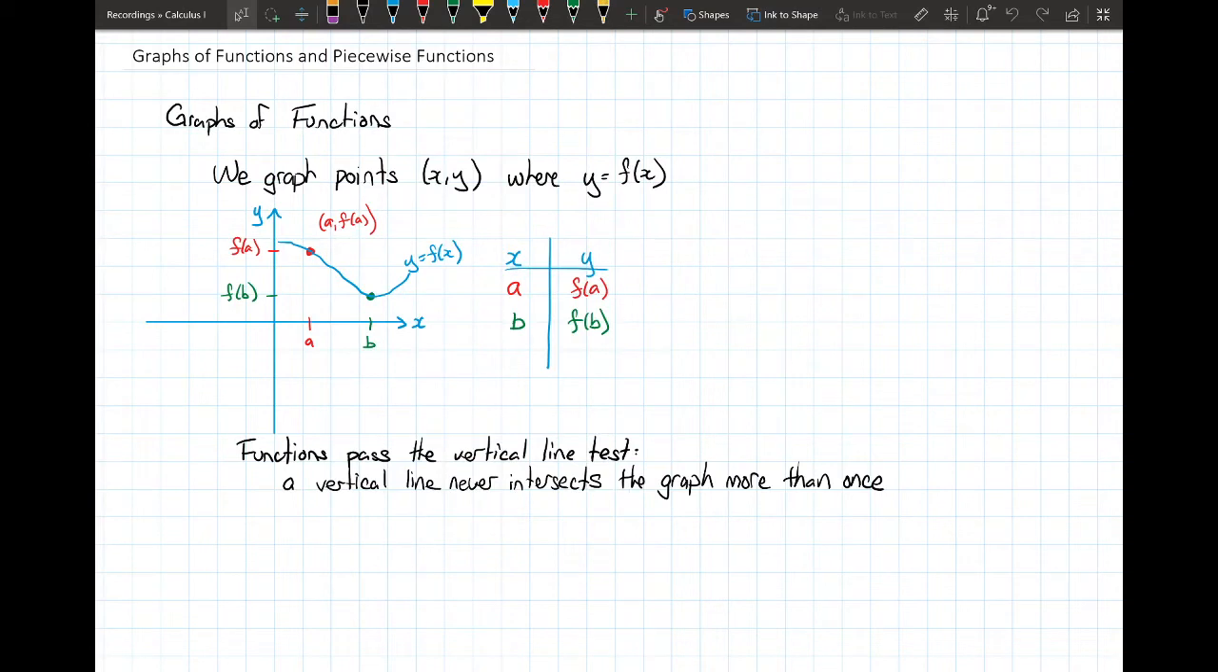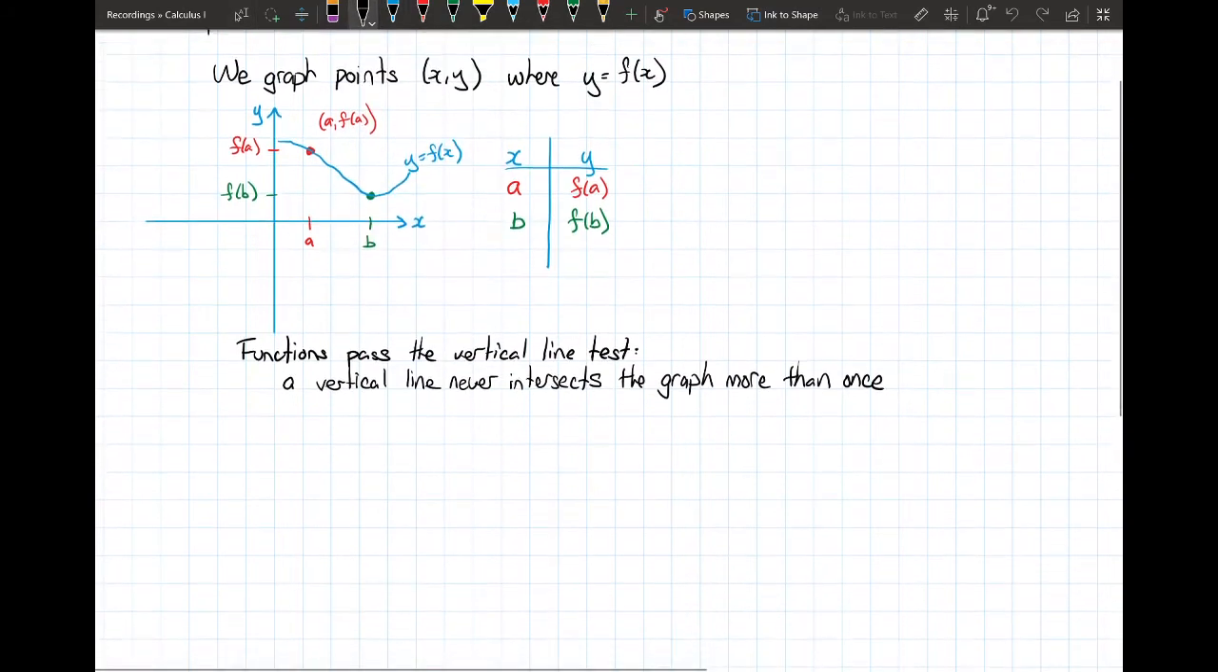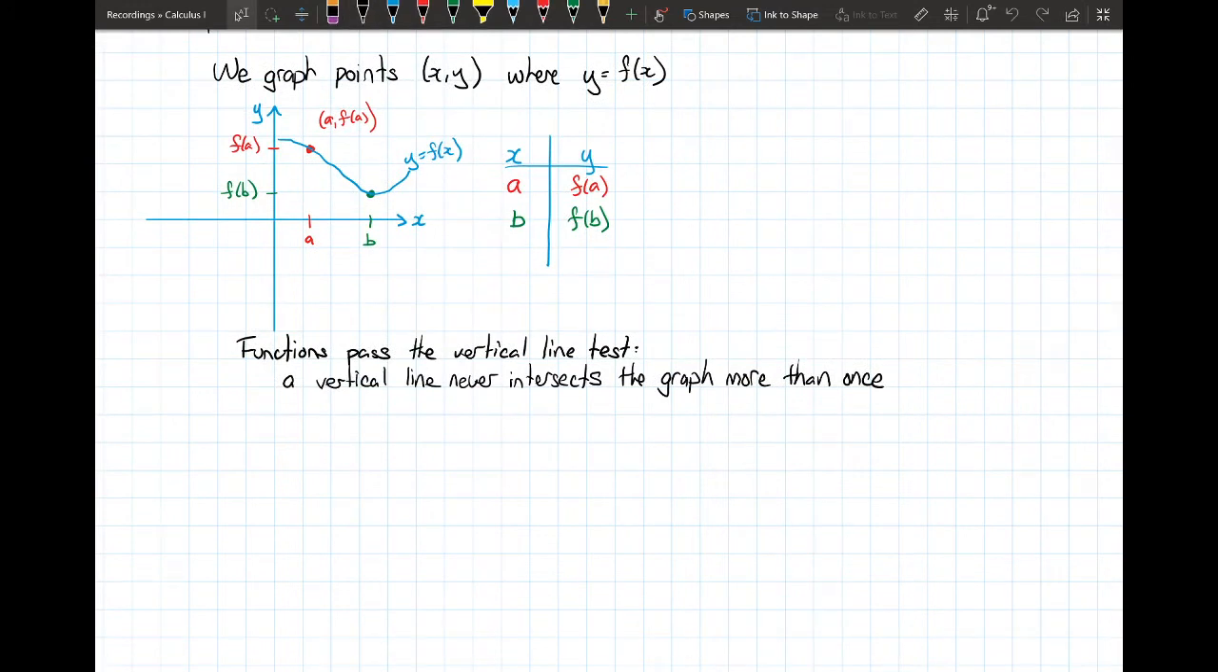Now there are examples of curves that are not functions. Take, for example, we have a circle here. Now we'll look at circles a fair bit. They have a fairly reasonable equation that defines them. x squared plus y squared equals r squared. And if we let the radius be 5, r squared would be 25.